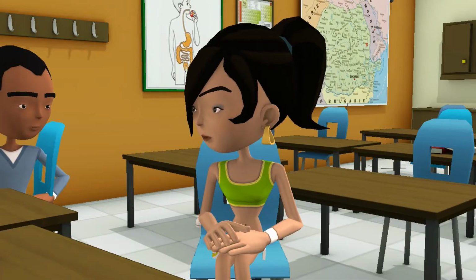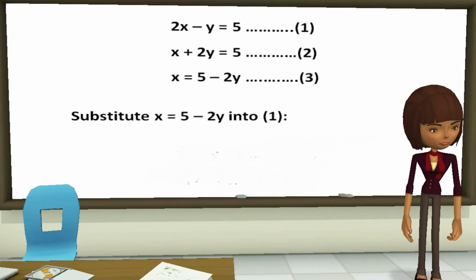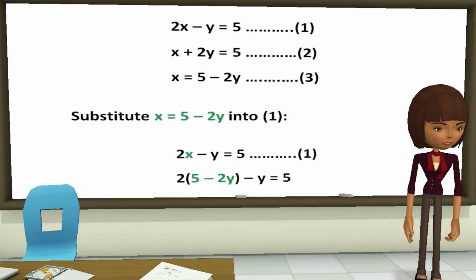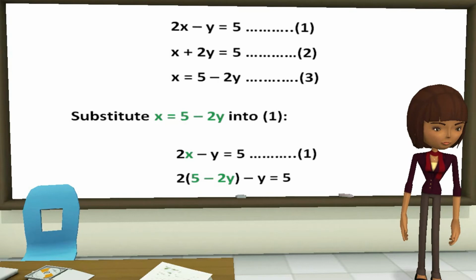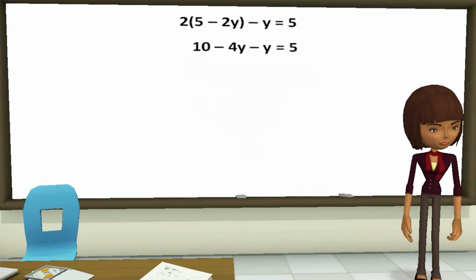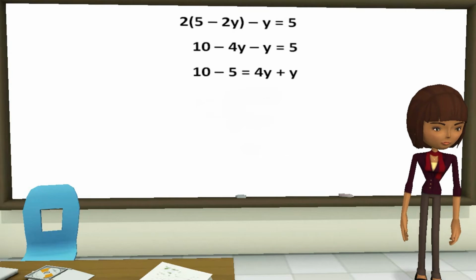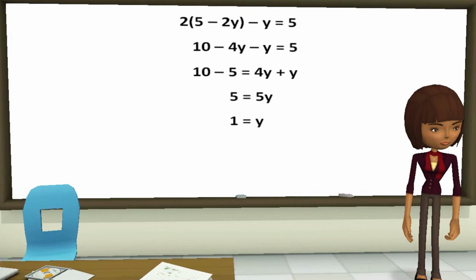All right. Well, first, I'd isolate x in the second equation. I then substitute 5 minus 2y in for x in the first equation. So, 2 times (5 minus 2y) minus y equals 5. Multiplying, I get 10 minus 4y minus y equals 5. So, 10 minus 5 equals 4y plus y, which gives 5y equal to 5, and therefore y equals 1.